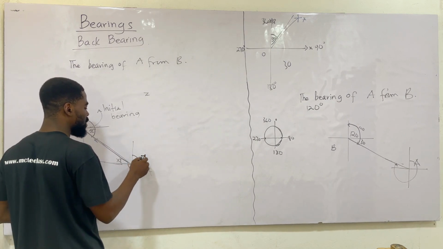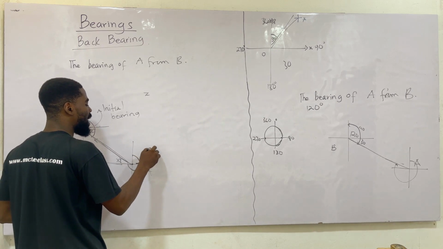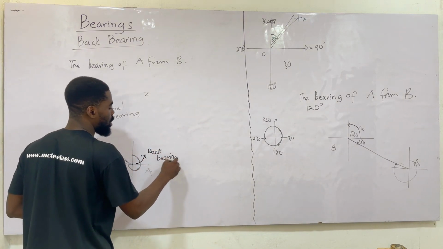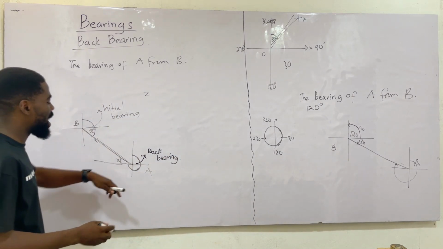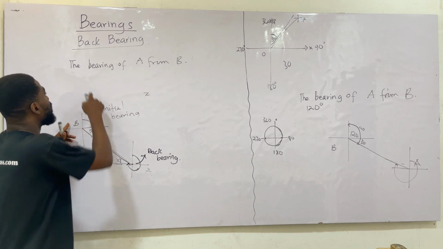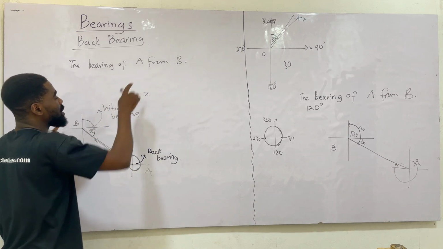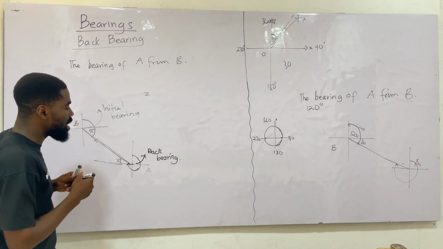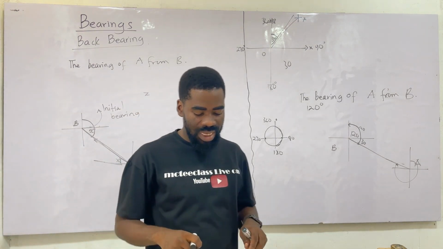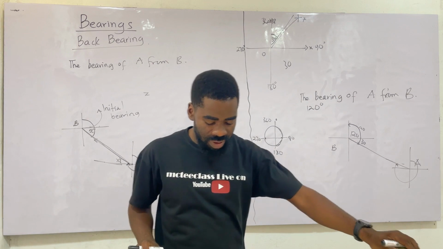So this will give me what? Will be our back bearing. This is the initial bearing. This will be the back bearing. Why back? So because we start from what? The bearing of A from B is this. Find the bearing of what? B from A. I'm going to take an example. Look at how back bearings are. So this is how we do back bearings. Very, very well. Very, very simple.